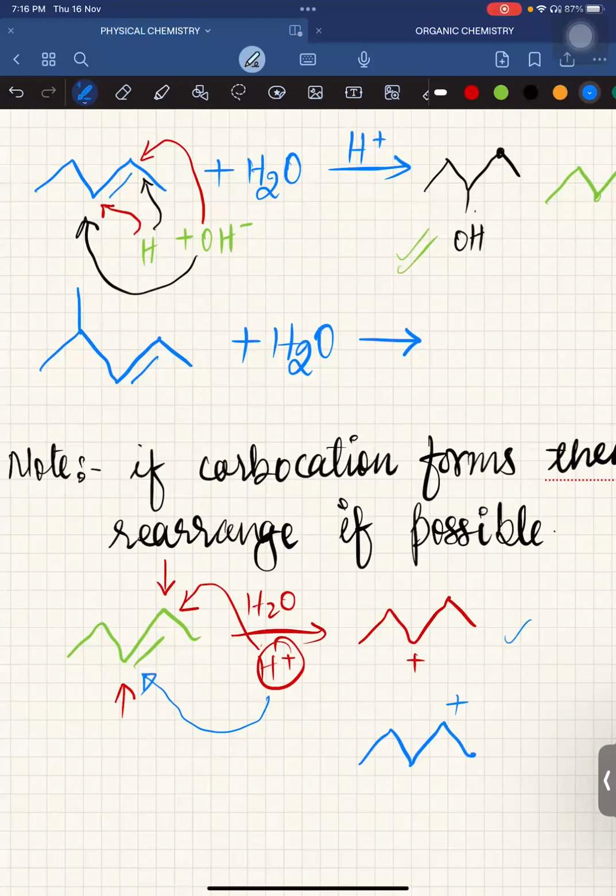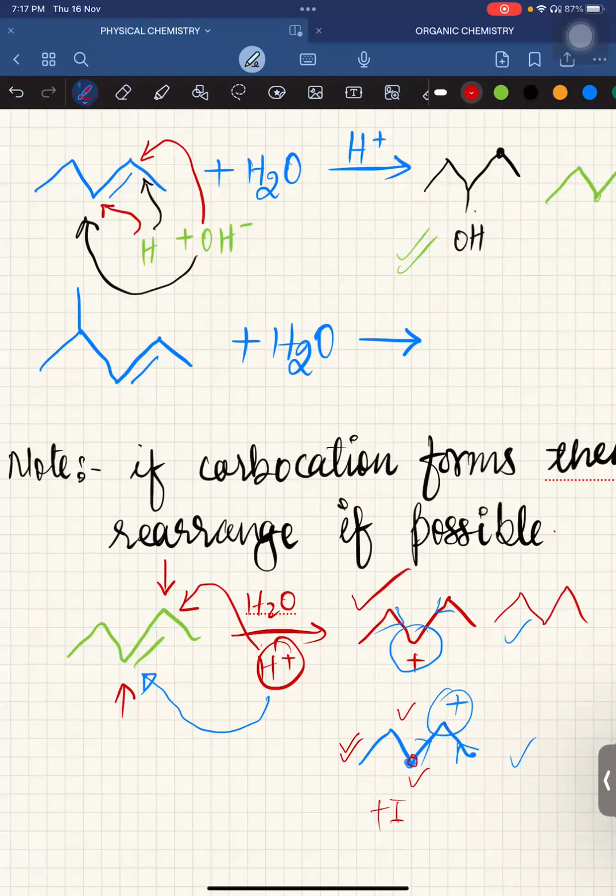Now, which one is more stable, this or this? See, this carbocation is stabilized by 2 ethyl groups, and this carbocation is stabilized by 1 methyl and 1 propyl group. And you know that the inductive effect, plus I effect, is distance dependent. So this carbon will get some support from this carbon, but will not get much support from this because distance increases. So this carbocation is more stable. That's why you can do it like this. That's why OH will come here. Is that clear? Yes.